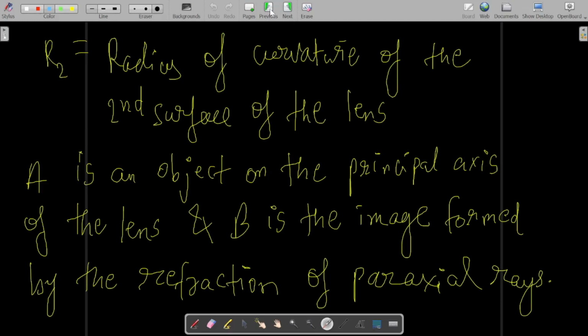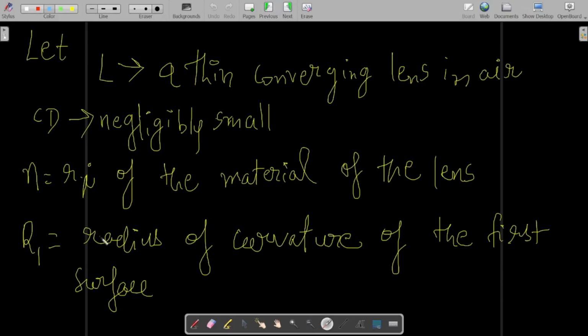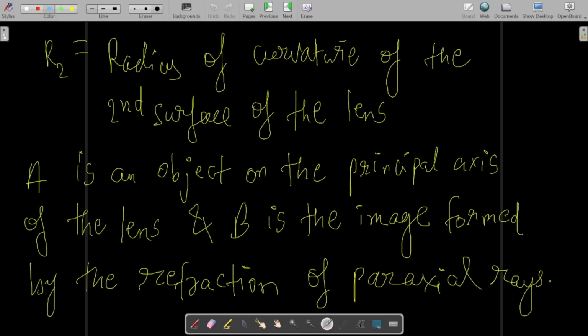So R1 is the radius of curvature of the first surface, and R2 is the radius of curvature of the second surface of the lens. A is an object on the principal axis of the lens.